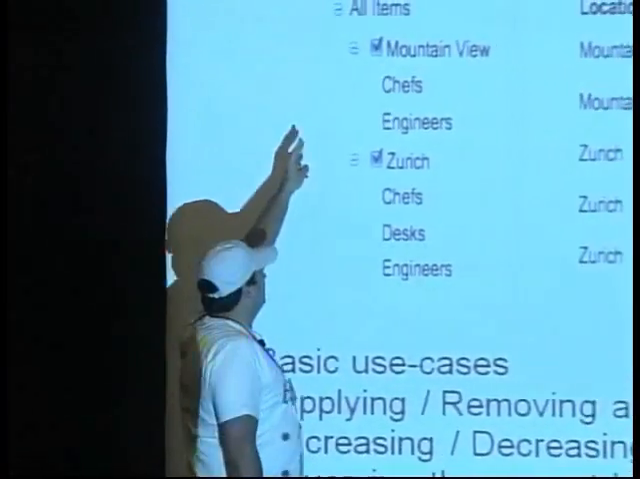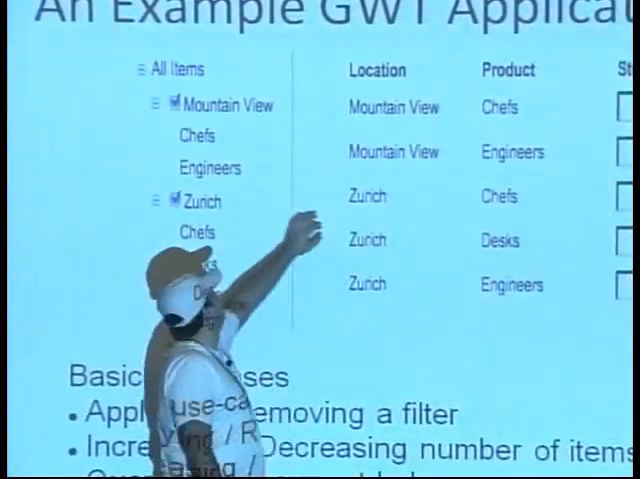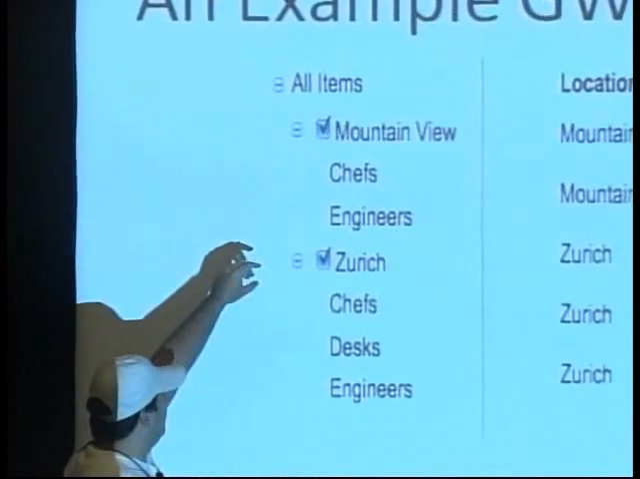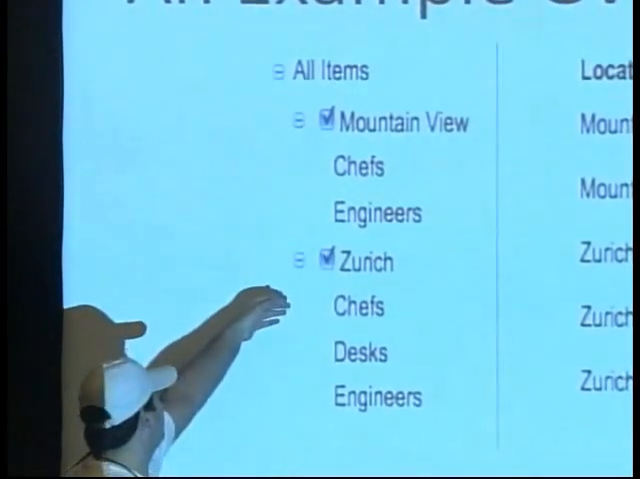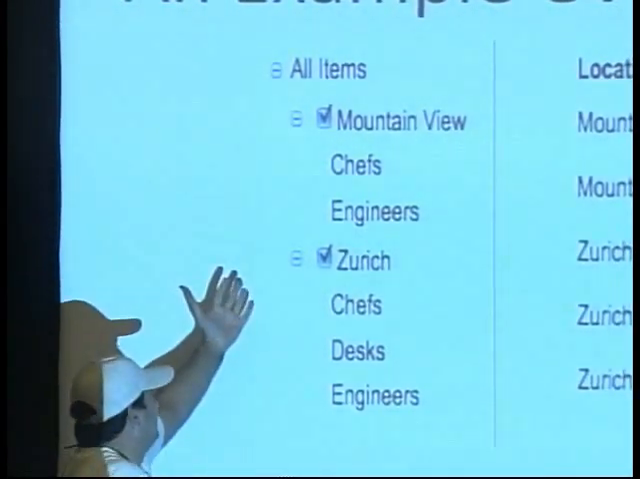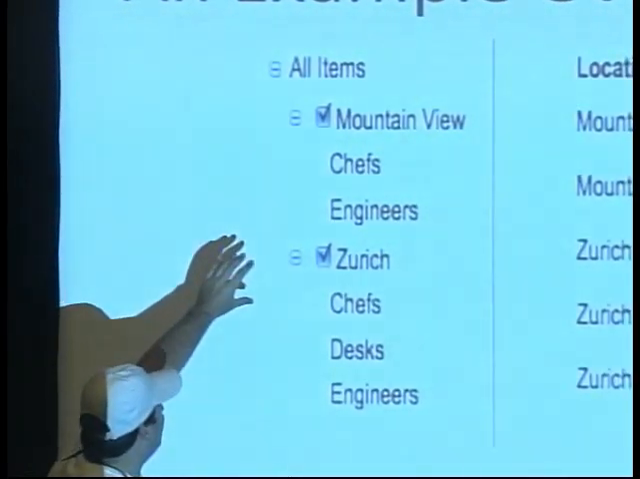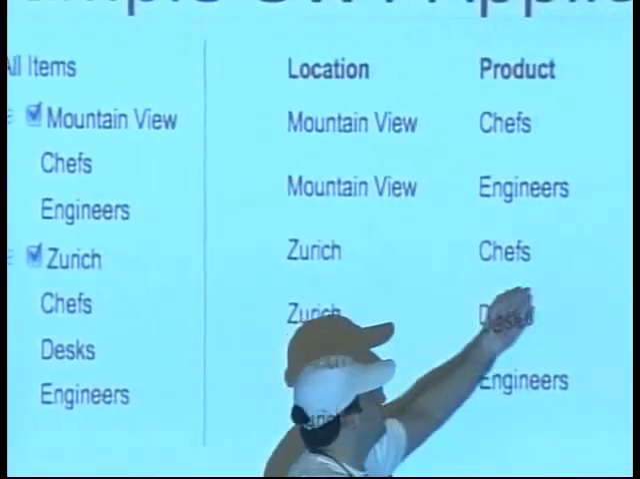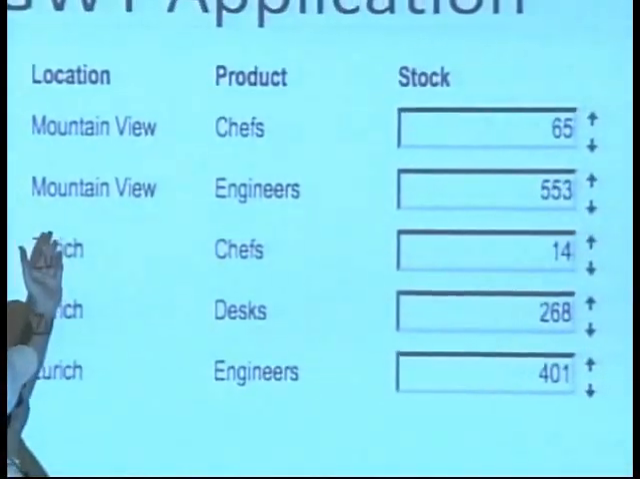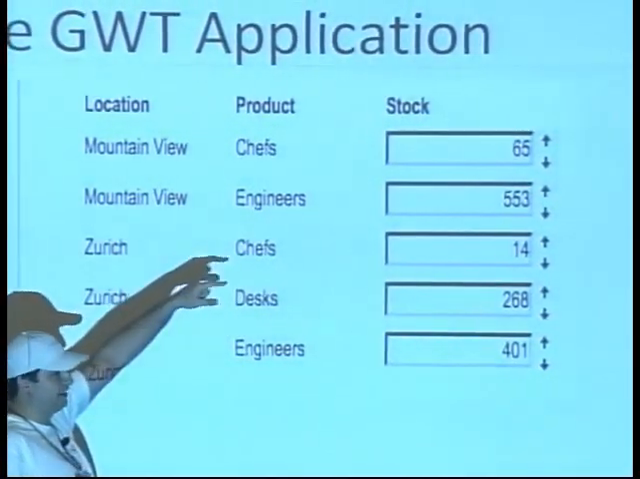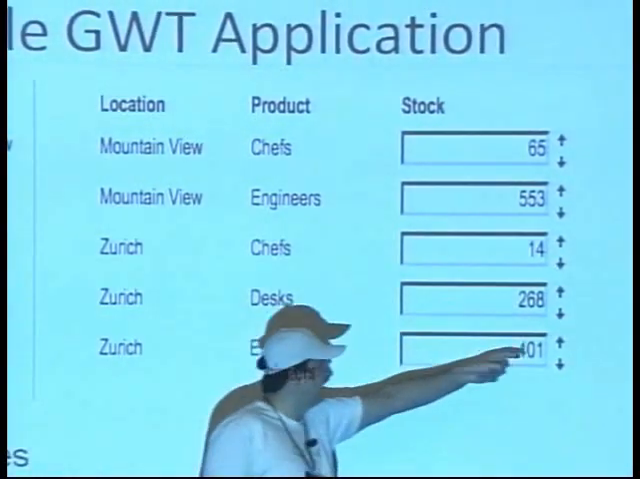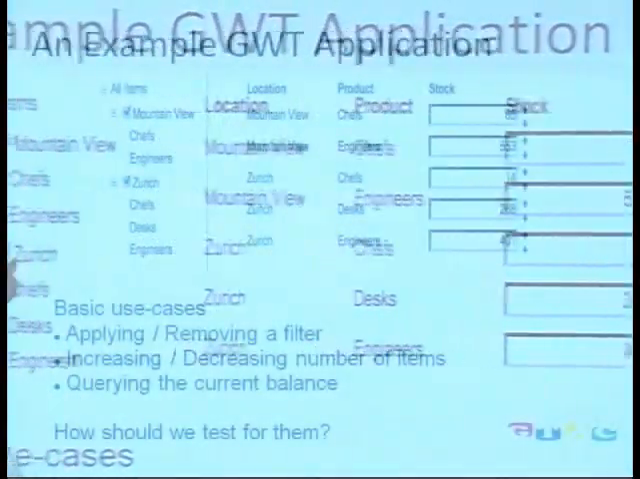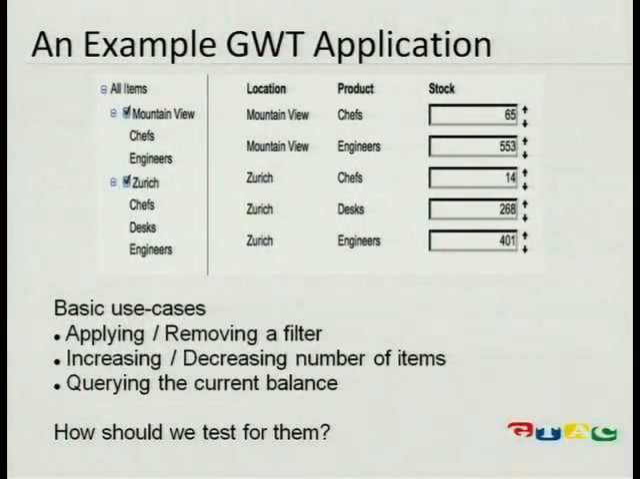So basically, that is copy and pasted from my web browser. On the left I have a kind of tree control that allows me to apply filters. Here I have whatever it is, chefs, desks, engineers, quite a mixture between items and staff. And on the right, obviously, I have location, product, stock, so how many chefs do I have in Mountain View? It's 65. I could increase or decrease it probably by pushing these buttons. What else can I do here? This looks like I could apply a filter per location, so I want to see only Mountain View.